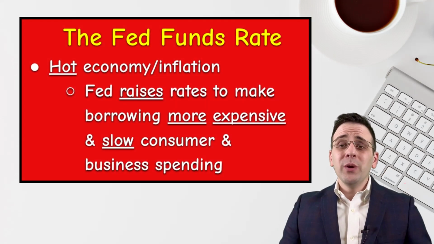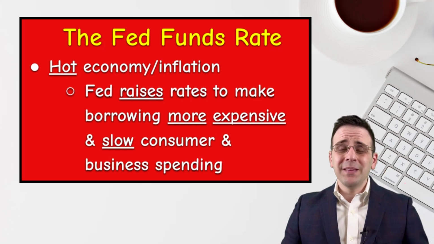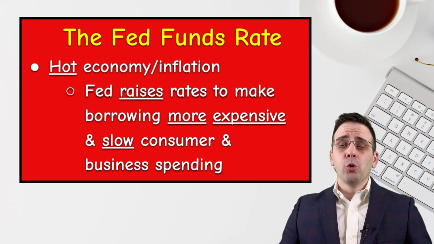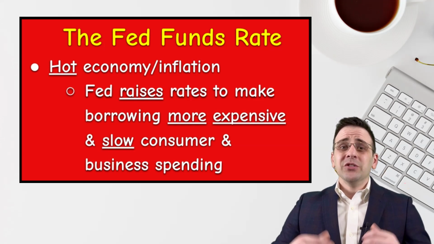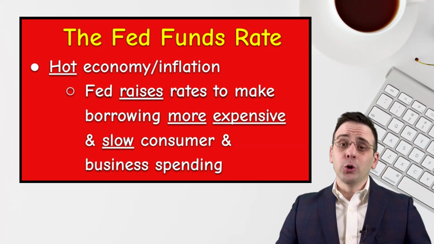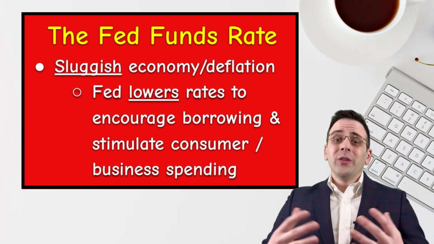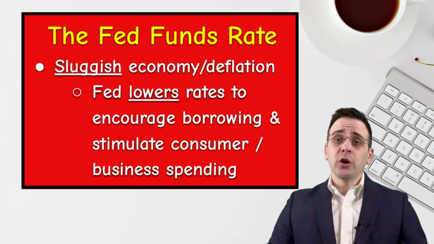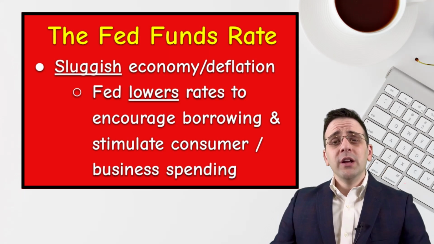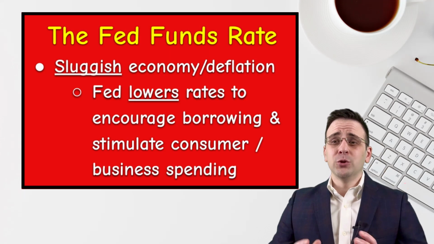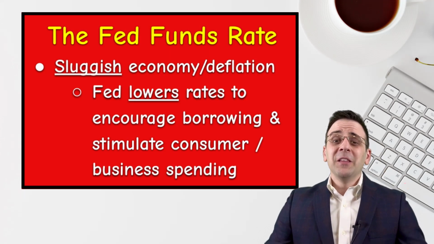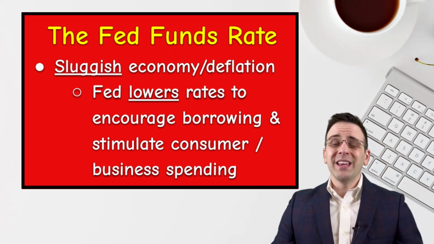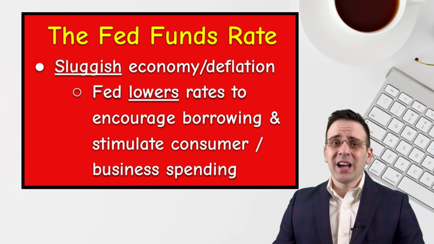If the Fed notices inflation in the economy, it can raise the Fed funds rate to make borrowing more costly and to try to cool off demand for goods and services. On the other hand, if the economy is struggling, like during the COVID shutdown or during the financial crisis of 2008-2009, the Fed can lower the Fed funds rate to encourage borrowing and stimulate demand in the economy.